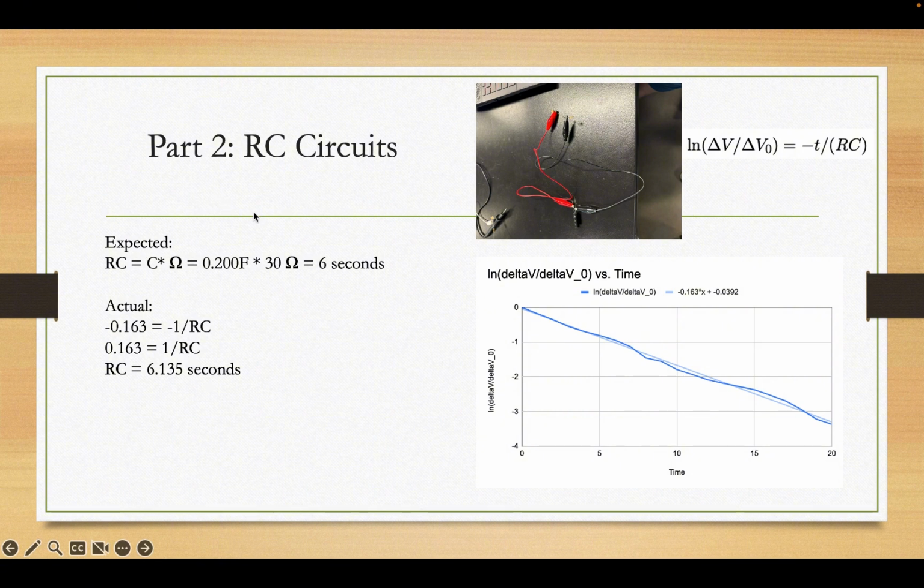Using the expected calculations, we just do capacitance times resistance, so 0.2 farads times 30 ohms, which is 6 seconds. And these two are pretty similar. Here was our physical creation of this part of the lab.